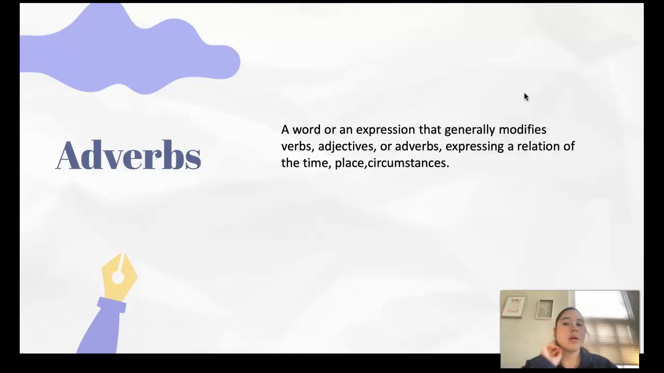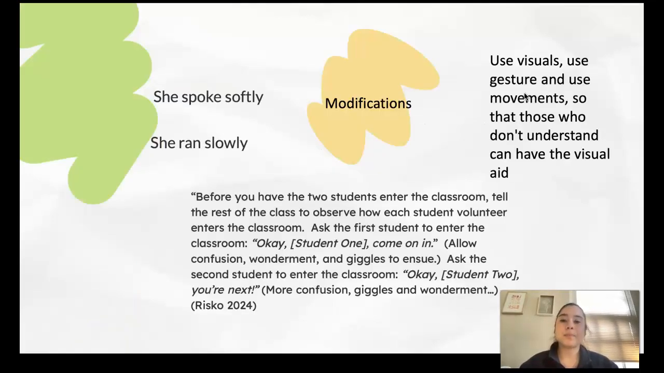So what's an adverb? It's a word or an expression that generally modifies verbs, adjectives, or adverbs, expressing a relation of time, place, and circumstances. First, an example of an adverb is: she spoke softly. The adverb will be softly. She ran slowly. The adverb will be slowly.